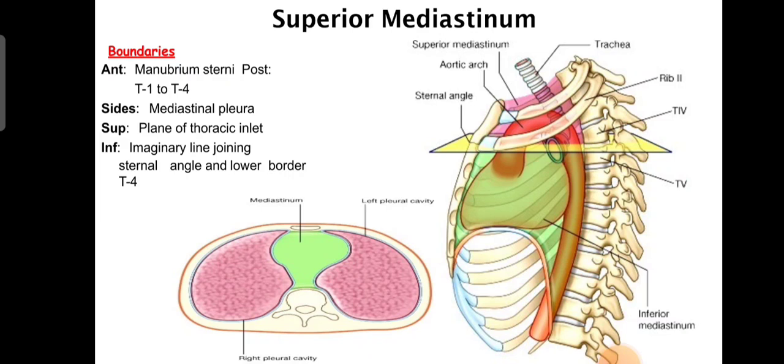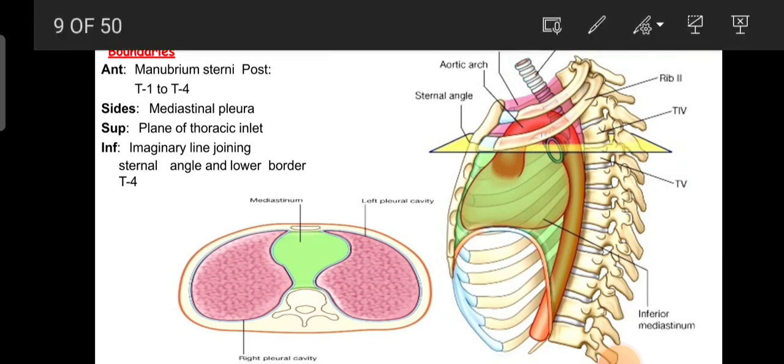Now the boundaries of the superior mediastinum, as we can see in the diagram: anteriorly we have the manubrium and posteriorly we have the upper four thoracic vertebrae. On the sides we have the mediastinal pleura. So this is the mediastinal pleura, the pleura which is lying on the mediastinal surface of the lung. Superiorly we have the plane of thoracic inlet, which is bounded by the upper border of manubrium on the anterior side. Posteriorly it is bounded by the upper border of thoracic first vertebrae, and laterally it is bounded by the inner border of first rib. So these are the boundaries of the plane of thoracic inlet.